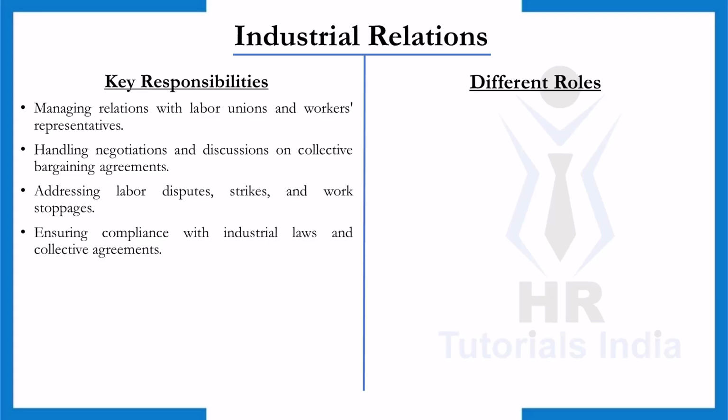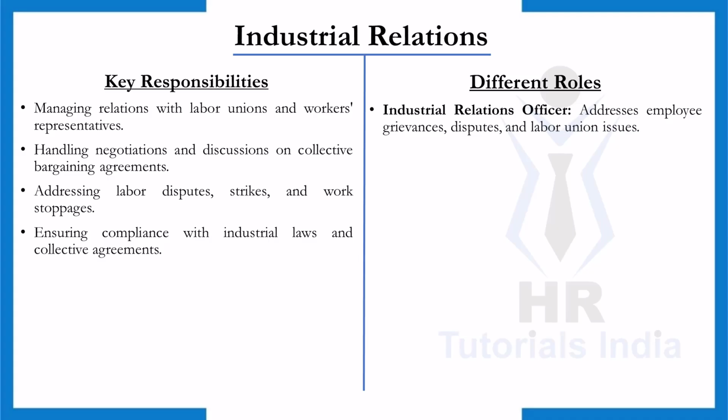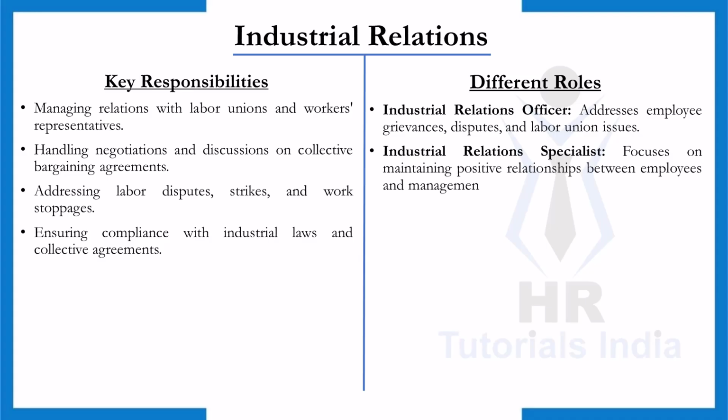Different roles under industrial relations. Industrial Relations Officer. The Industrial Relations Officer is responsible for addressing employee grievances and disputes and managing labor union issues. This role acts as the first point of contact for employees and unions, ensuring fair and timely resolution of workplace concerns. Industrial Relations Specialist. The Industrial Relations Specialist focuses on building positive relationships between employees and the management. They develop strategies to prevent disputes and draft policies that align employee interests with organizational objectives.